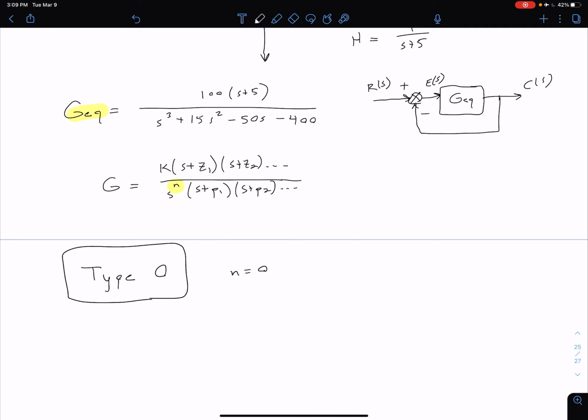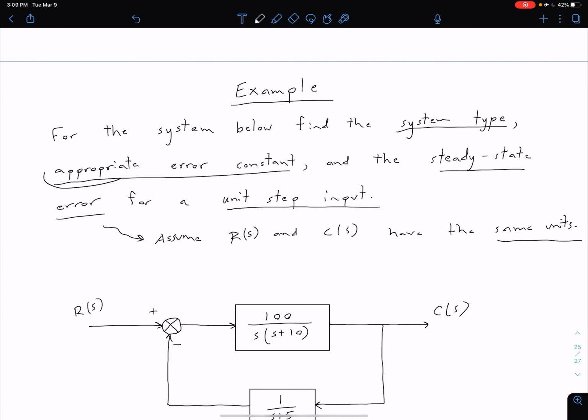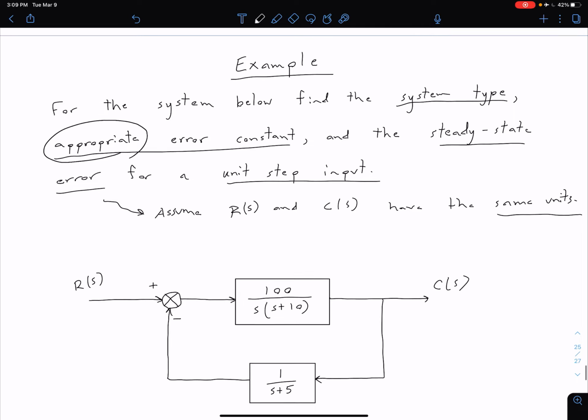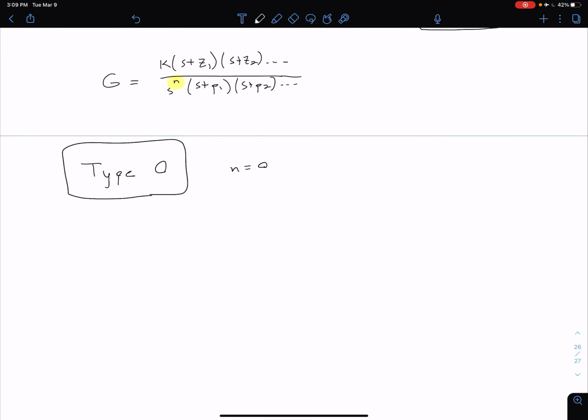Because we now know our system type, that gives us more guidance in terms of our appropriate error constant. Thinking back to the table we saw previously, for a type 0 system, our Kv and Ka, our velocity and acceleration constants respectively, were both 0, meaning that we had an infinite error. So we're going to be focusing on our position constant. Type 0 means we're focusing on our Kp.